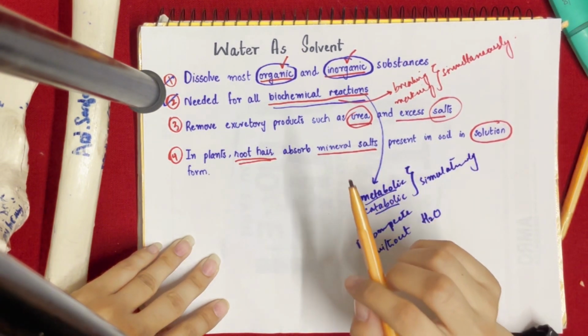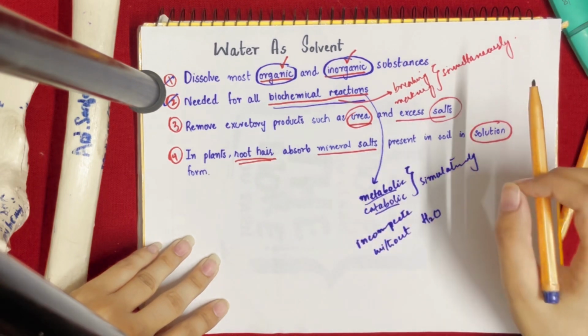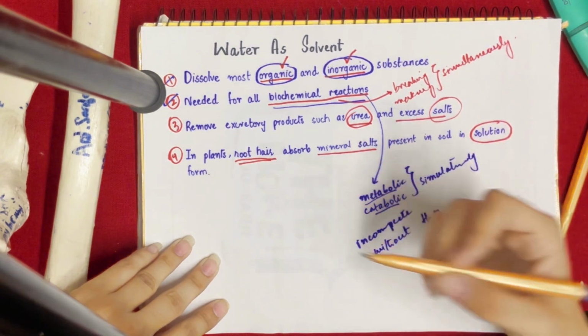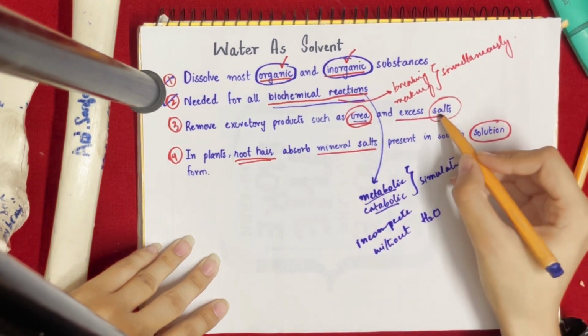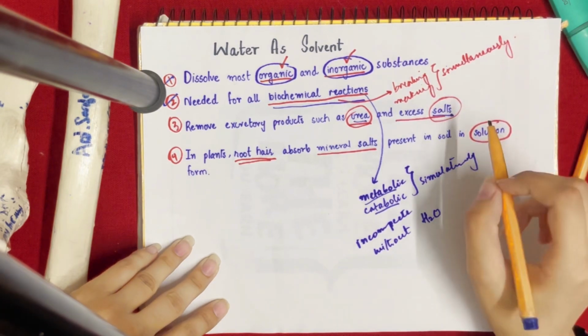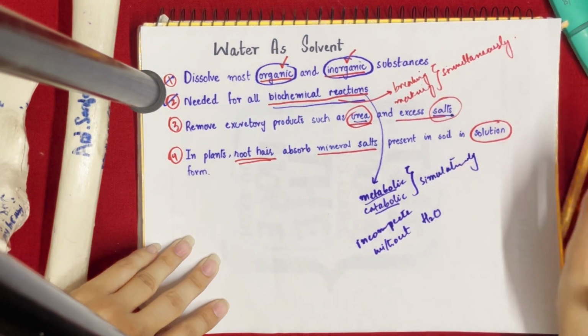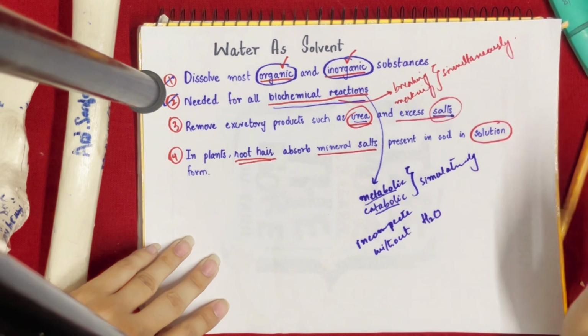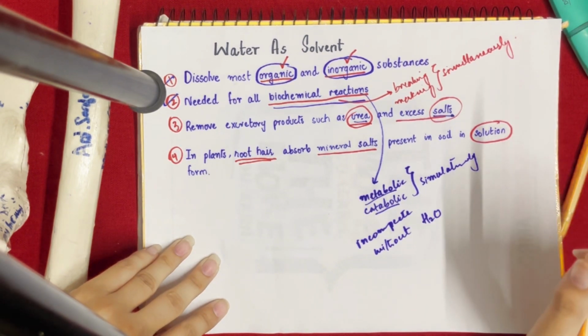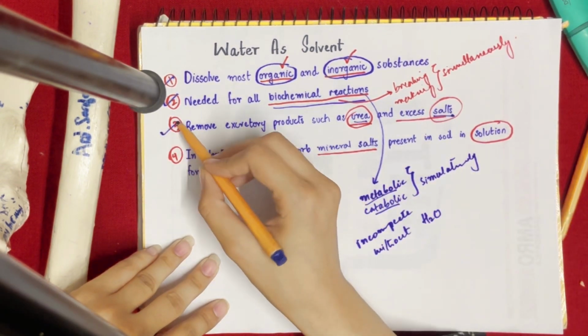The excretory products that are present in the body of any plant or living organism, that are secreted in the form of urea or excessive salt, have water in themselves. Sometimes the water is retained there and sometimes it is passed out within the excretory products. Thus, for excretion, water plays a very important role.